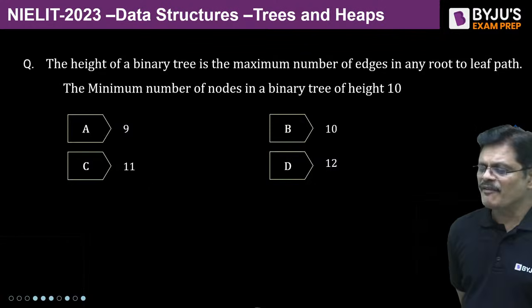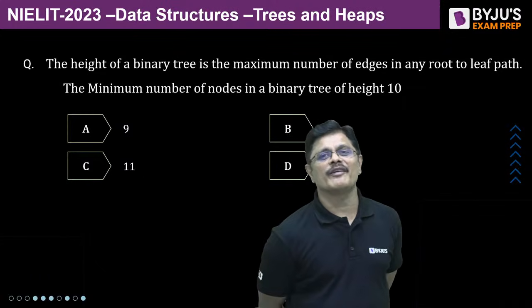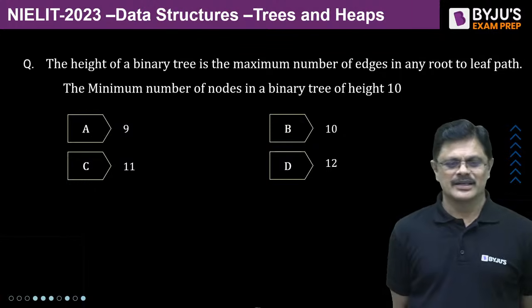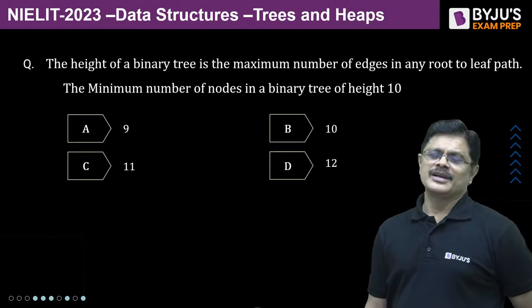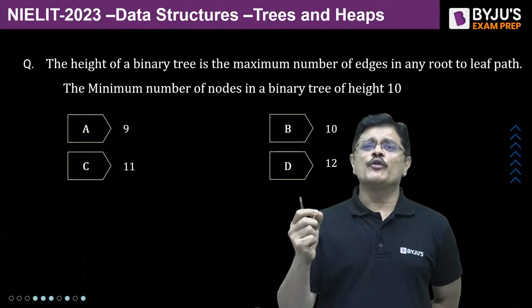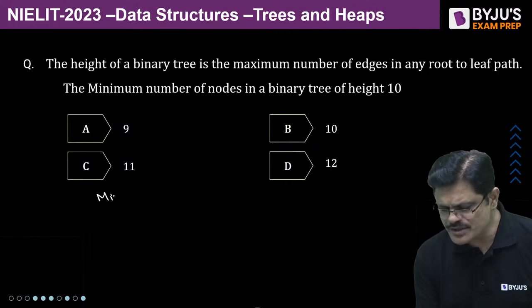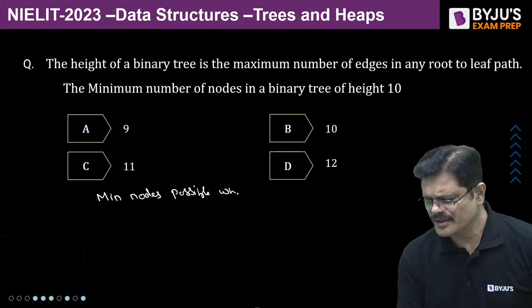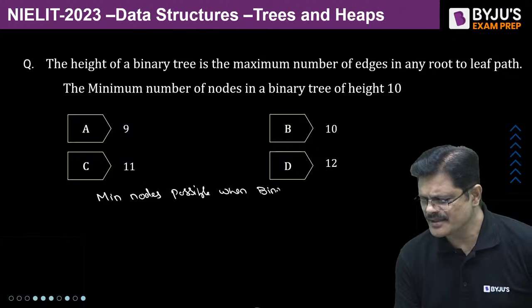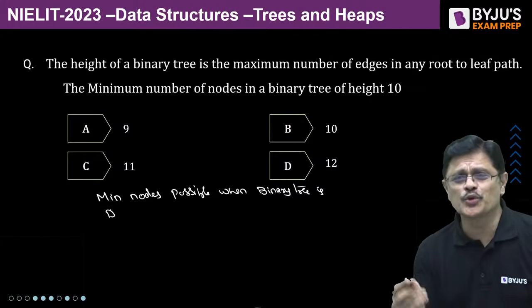Here, what is the minimum number of nodes in a binary tree of height 10? That is the question. So, height is given, you need to find the minimum number of nodes. For a given height, if you want the minimum number of nodes, that is possible when the binary tree is a degenerate binary tree or a skewed binary tree.